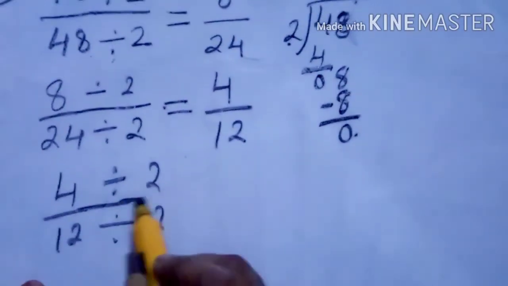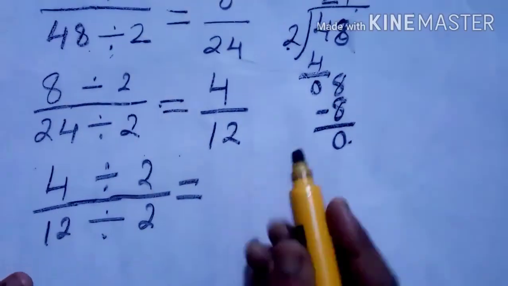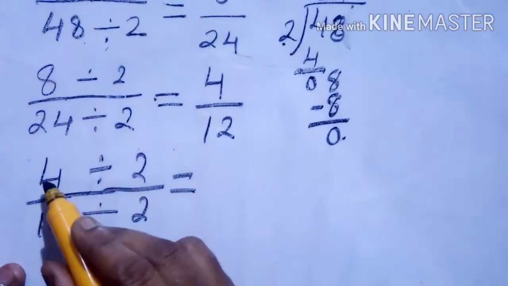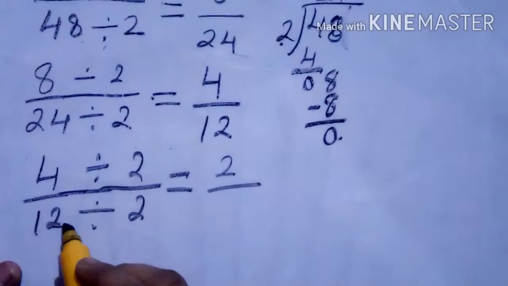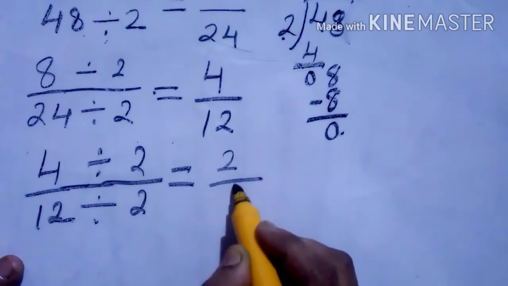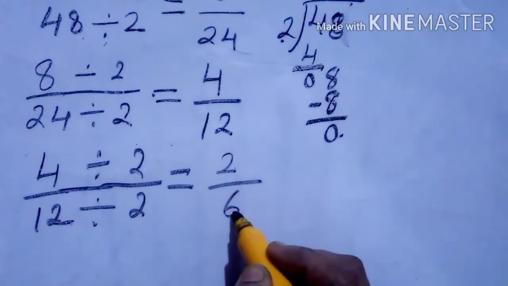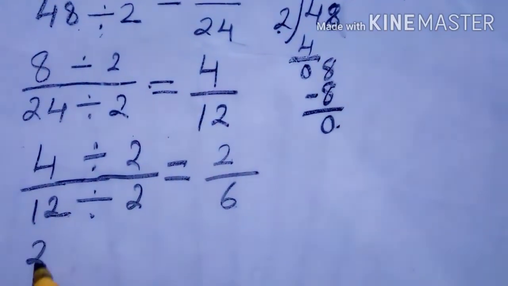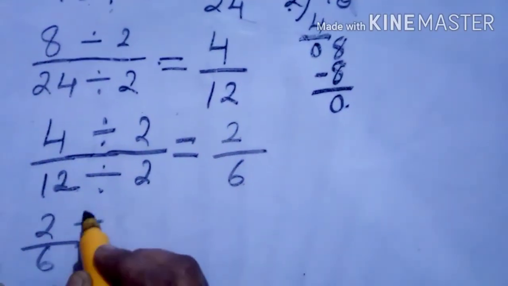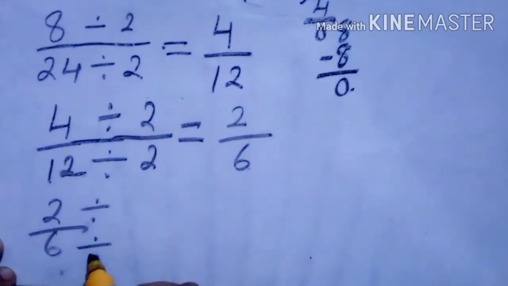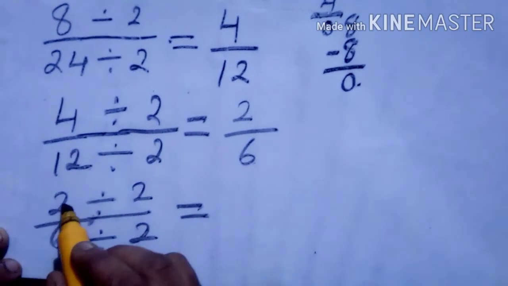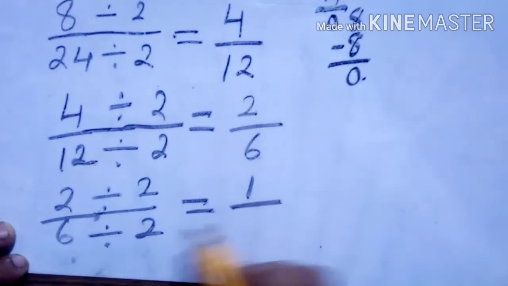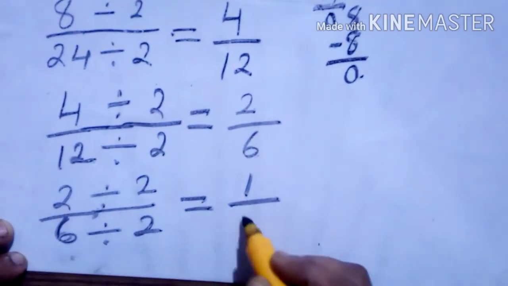Again the common factor of 4 by 12 is 2. So again you divide the numerator and denominator by 2. When you divide 4 by 2, you get 2, and when you divide 12 by 2, you get 6. Then 2 by 6: again divide by the common factor 2. When you divide 2 by 2, you get 1, and when you divide 6 by 2, you get 3.